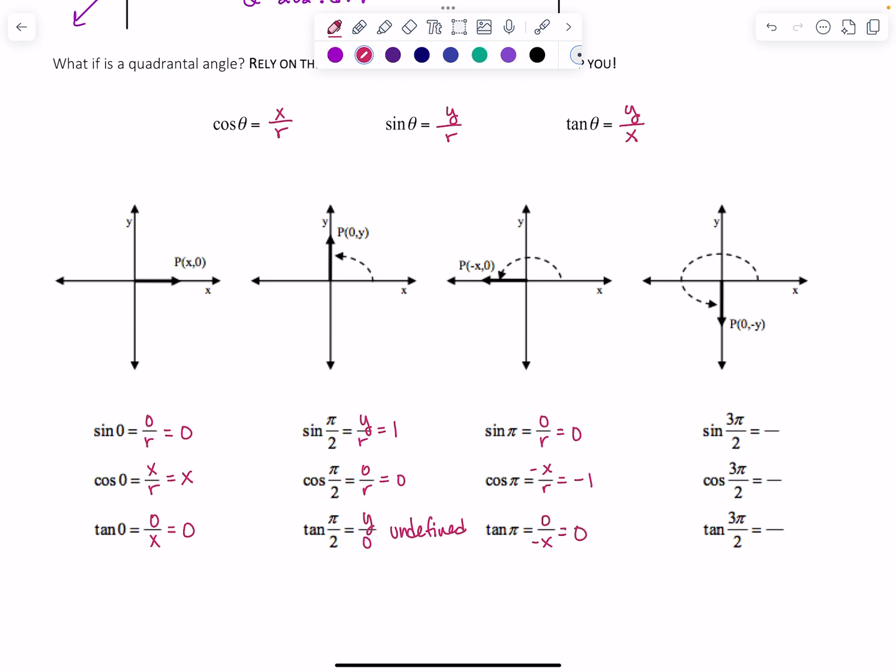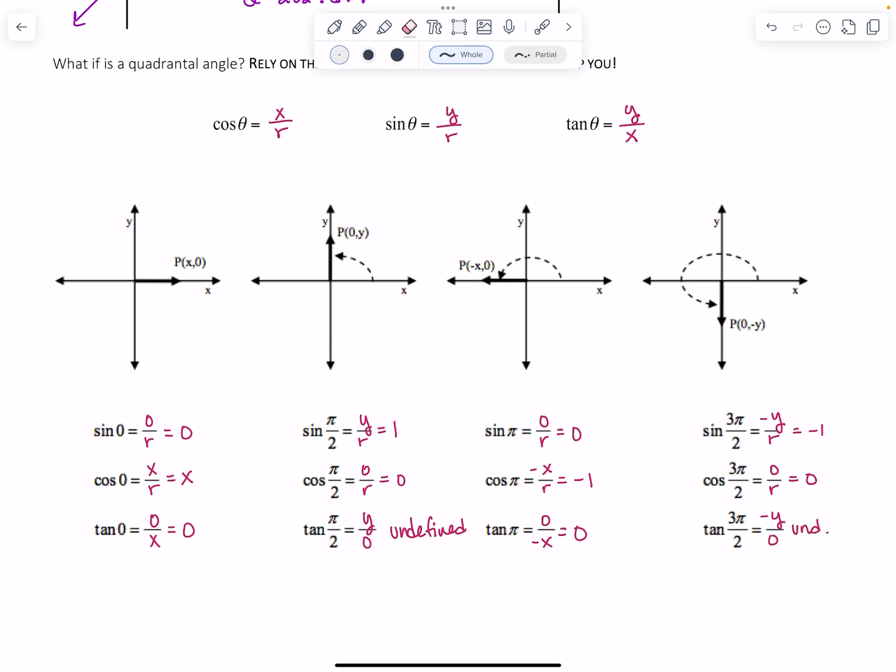And then we're going to have tangent of pi, which is 0 over negative x, which is going to give us 0. And then 3 pi over 2, we're going to have negative y over our radius, which is going to give us negative 1. Cosine 3 pi over 2, 0 over our radius, which is going to give us 0. Tangent 3 pi over 2, negative y over 0, which again is undefined.